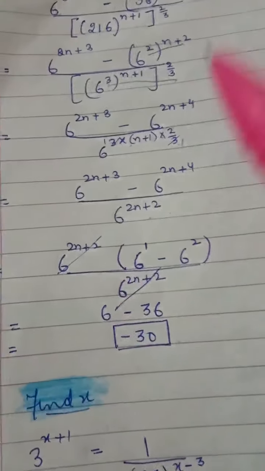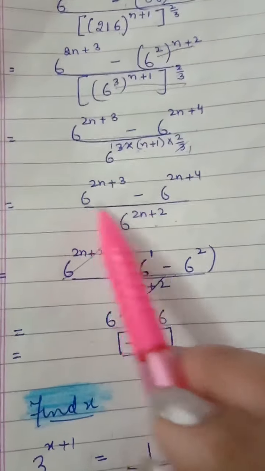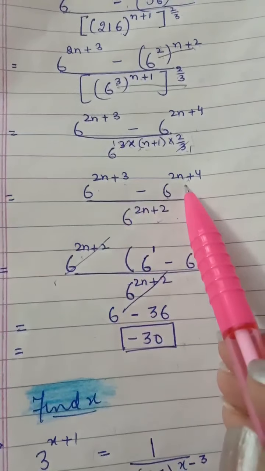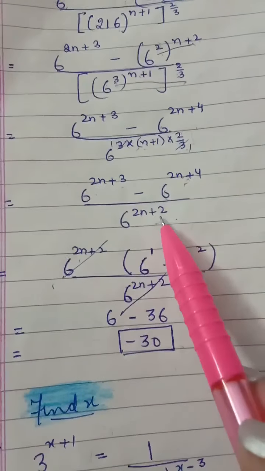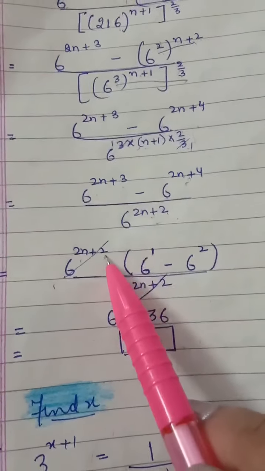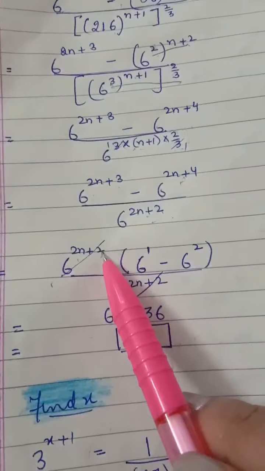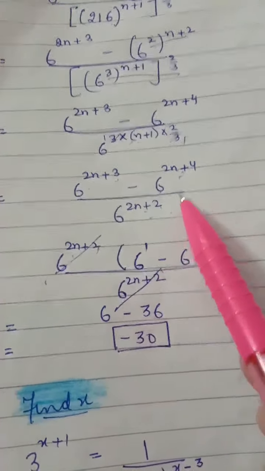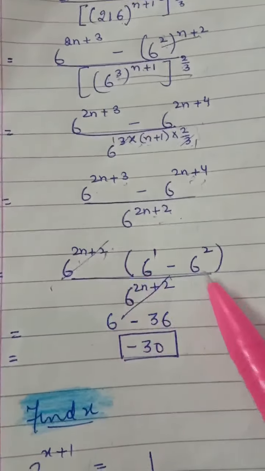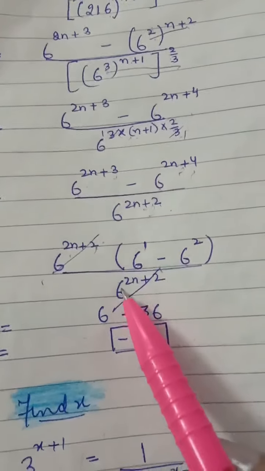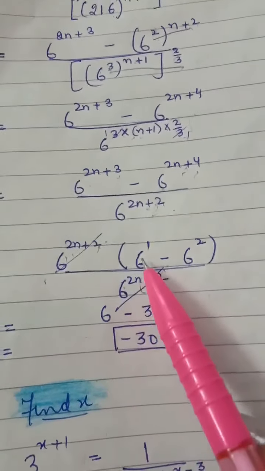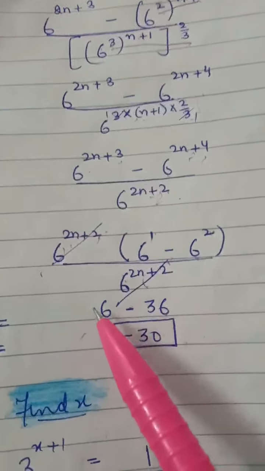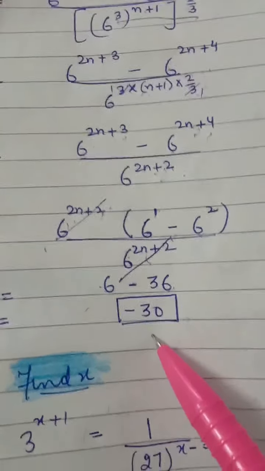Now again we will be taking common the way we have taken in the previous part. 6 and 6 common, 2 and 2n common, plus 3 and plus 4. So let's take the smaller power, but as we have plus 2 in the denominator, I am taking plus 2 common here. I am taking plus 2 common here. So now out of this 3, 2 is taken, 1 is left, 6 power 1 is left, minus. Out of 4, 2 is taken common, so 6 power 2 is left, and denominator exactly the same, so this and this gets cut. We are left with 6 to the power 1, which is 6, minus 6 to the power 2, which is 36, and plus 6 and minus 36 is minus 30.